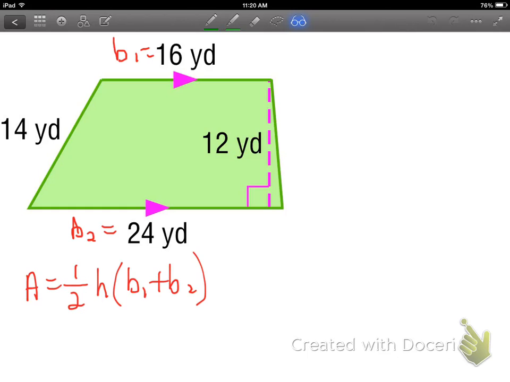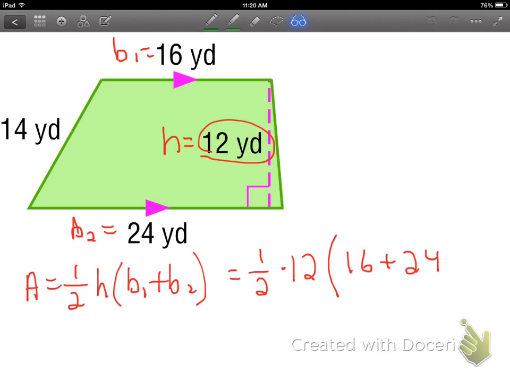Now, the height of a trapezoid is the distance between the parallel lines. Distance is measured at right angles, so again, it's the dotted line there that has a length of 12 yards. That is the height of the trapezoid. So we're just going to plug directly into our formula. The area is 1/2 of the height, 12, times the bases added, 16, plus 24. Now we could go to a calculator if you want to, but I know that 1/2 of 12 is 6, and I know that 16 plus 24 is 40, so this is 240, and the correct units are square yards.